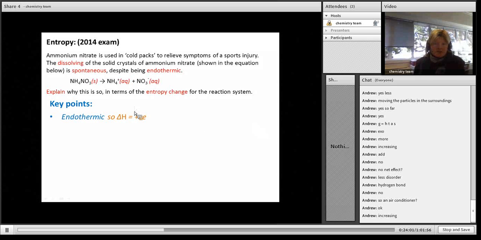So key points is basically say you've recognized that it's endothermic. So you say it's an endothermic reaction, so delta H is positive. And you could then also say heat has to be added into the system. Okay.